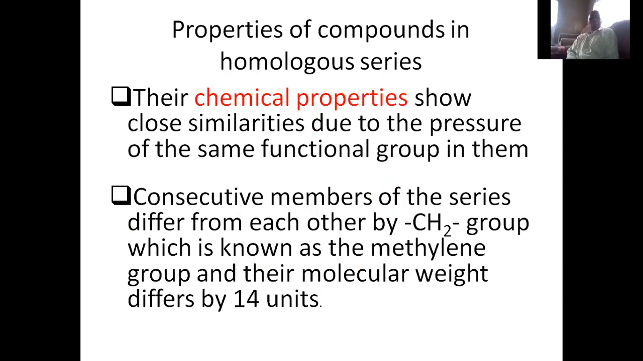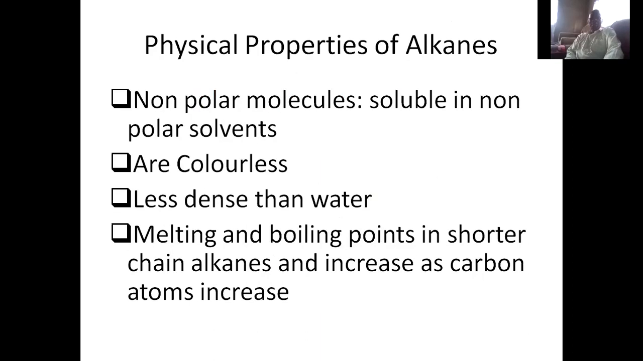And then the compounds in a homologous series also have chemical properties that show similarities due to the presence of the functional group. Also, consecutive members of the series differ from each other by CH2, as I indicated earlier, which is known as the methylene group, and their molecular weight differs by 14 units. So these are the properties of a homologous series.